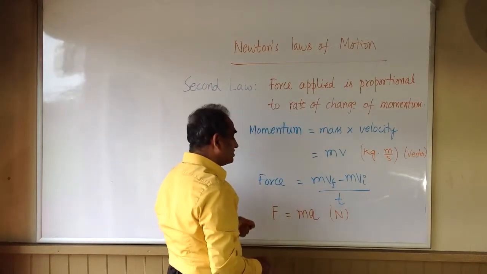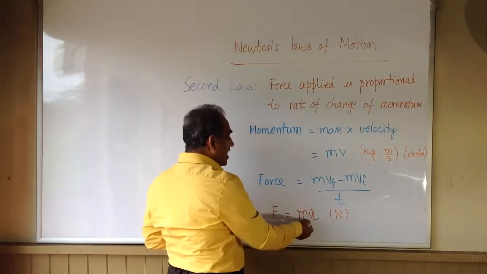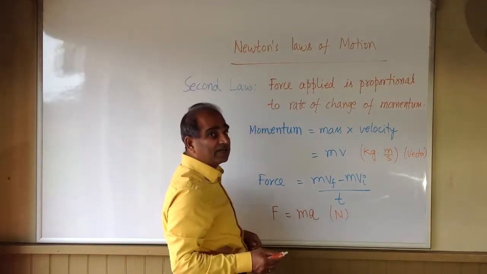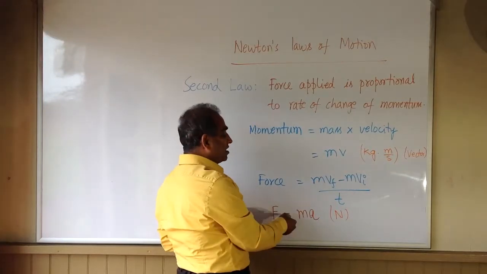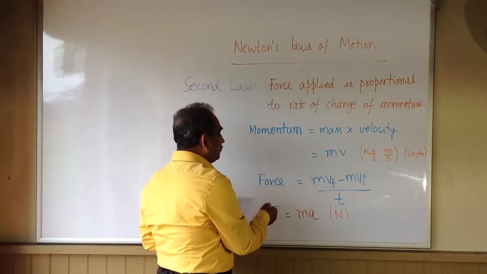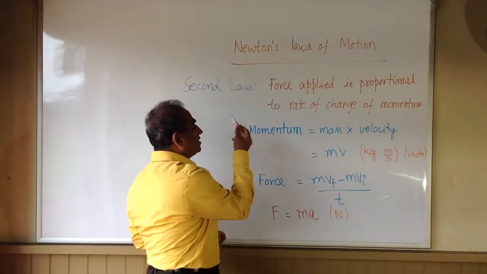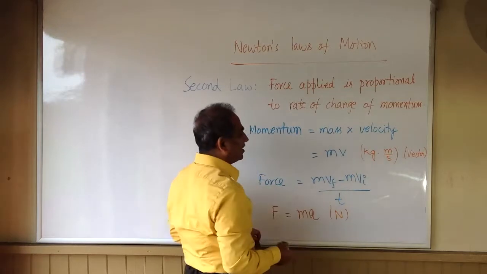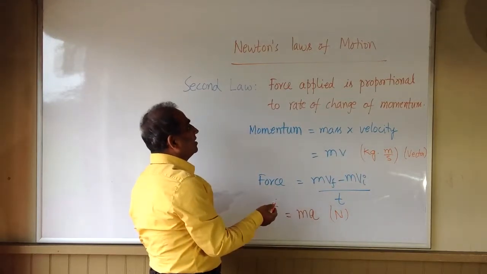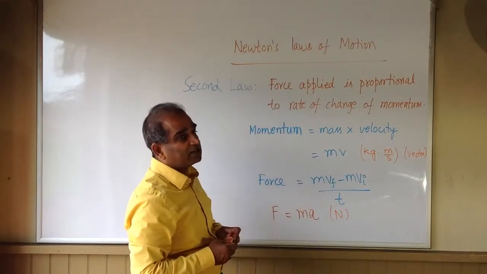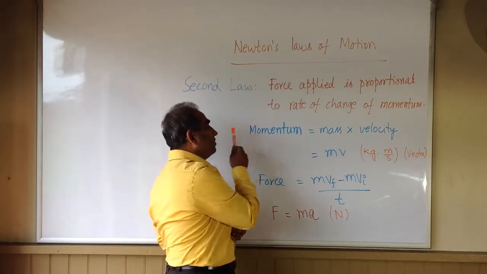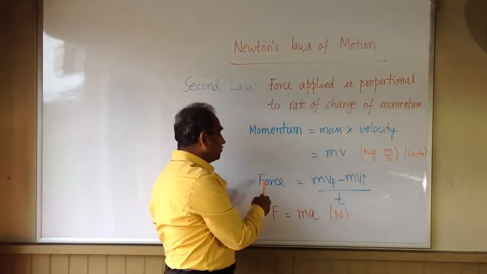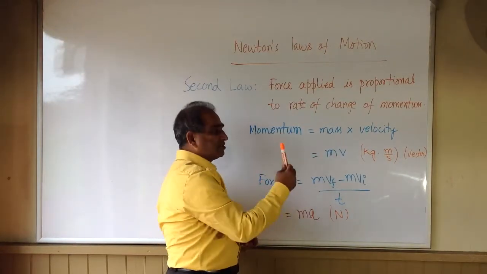And also, is it a vector or a scalar? Acceleration is a vector, mass is scalar. So force is a vector quantity. It has a direction and magnitude. So force is a vector quantity, momentum is a vector quantity, acceleration is a vector quantity, velocity is a vector quantity. So we got to understand, in Newton's second law, that there is something called momentum, which is mass times velocity, and there is force, which is mass times acceleration.